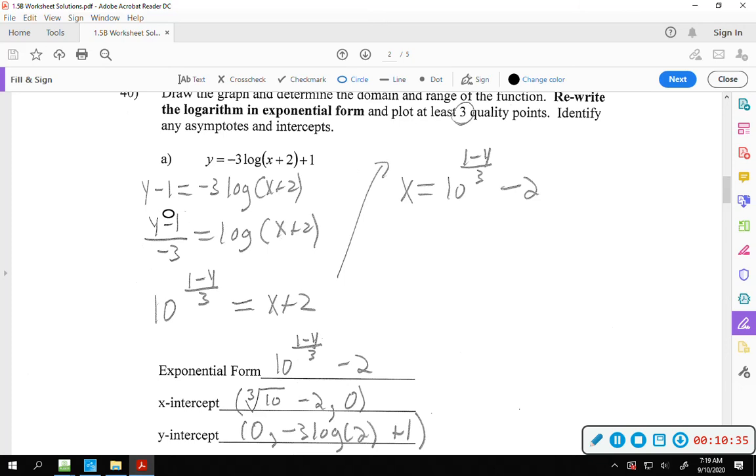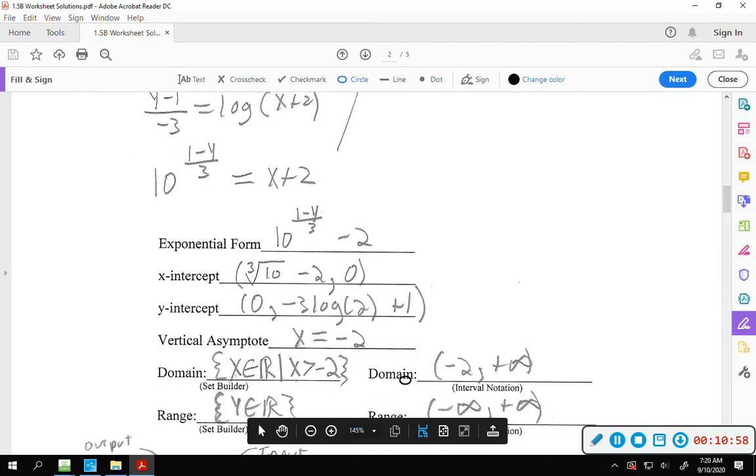Notice at the same time, I changed this around. I multiplied the top and the bottom by -1. I made this negative y plus 1 over positive 3. It just cleans up these negative signs here, so I don't have as many negative signs. You could have left it like this. Subtract the 2 to the other side, and I think this is the best form of this exponential function.